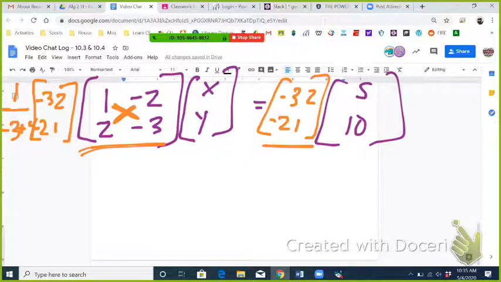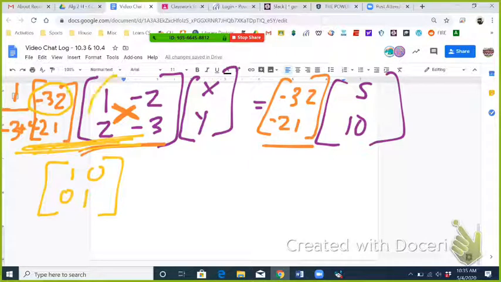Okay, now if we multiply these two together, it's going to equal the identity, because any matrix times its inverse is going to equal the identity. And if you don't believe me, try it. If you do negative 3 and 2 times 1 and 2, you get negative 3 plus 4, which is 1. And then if you do negative 3 and 2 times negative 2 and negative 3, you get 6 plus negative 6, which is 0. Alright, and you can keep doing that.